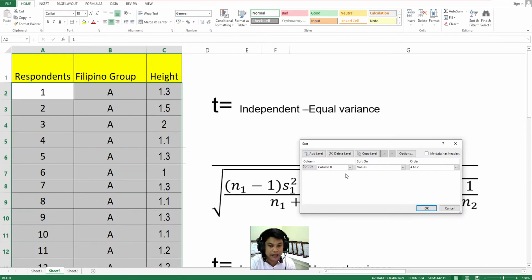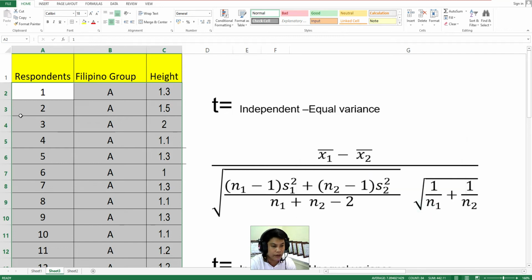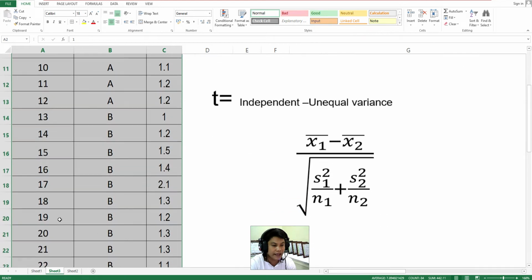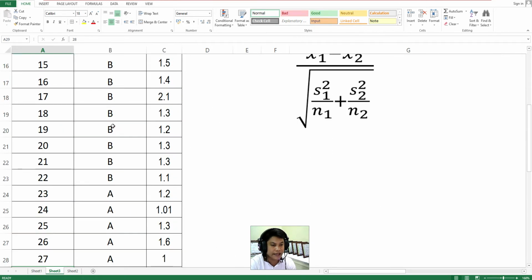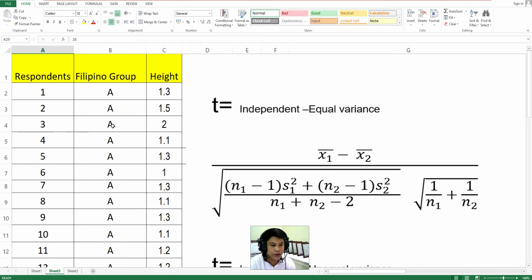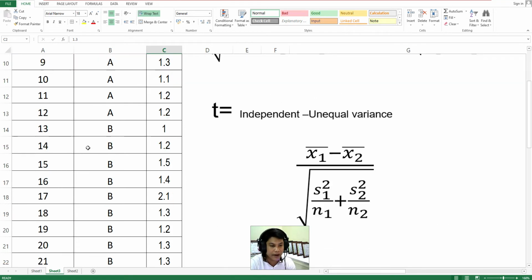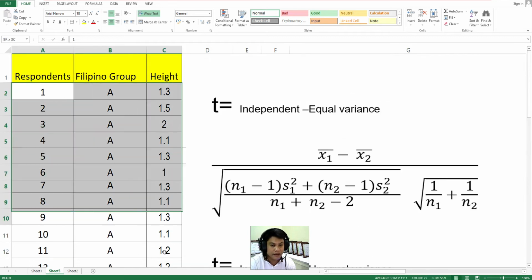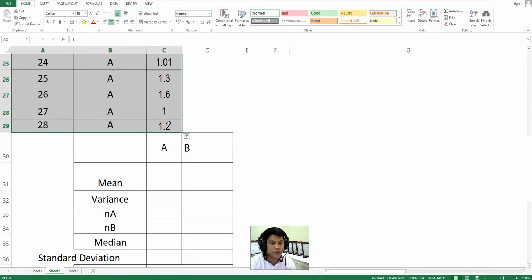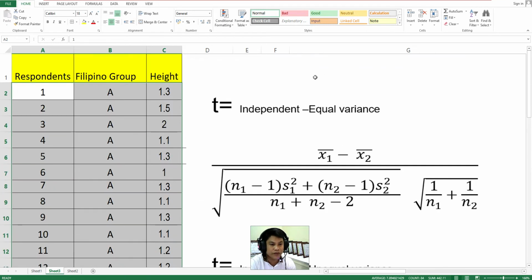However, you can also rearrange that by using the sort command. You click column A instead of column B, and then if you click OK, it is already arranged by numbers, 1, 2, 3, 4, 5 until 28. This is important for you to track the data per student under analysis, the height of the student. However, to facilitate easy and fast computation, we have to group them according to the group they belong to. That's why we group them by Filipino group.